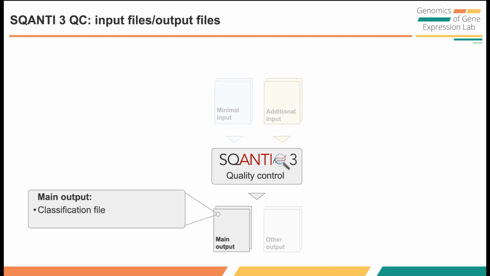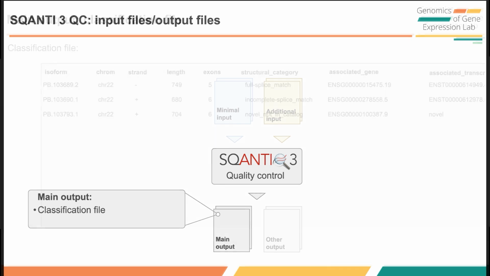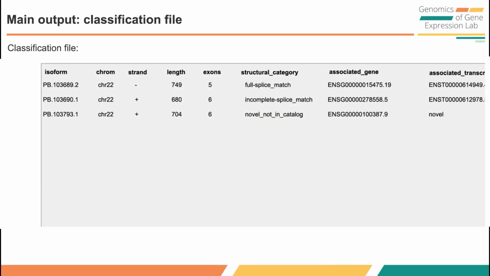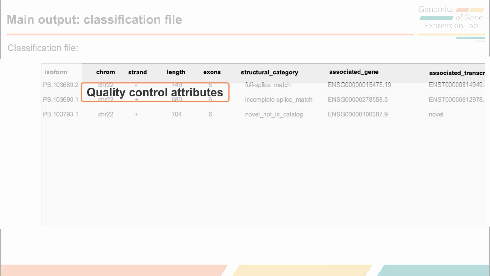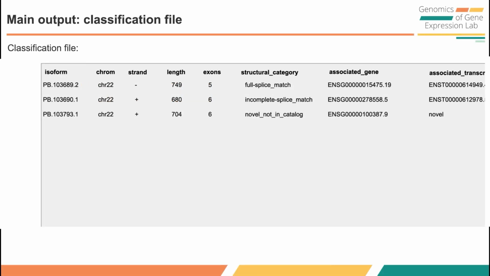Now, let's first look at the classification file in the main output. A classification file is a tab-separated file where transcripts are rows and quality control attributes computed by SQANTI3 are columns. Isoforms are identified by their ID in the input long-read GTF file. The classification file contains 48 columns, including all quality control attributes of a transcript. Here is a detailed explanation for some hard-to-understand columns.